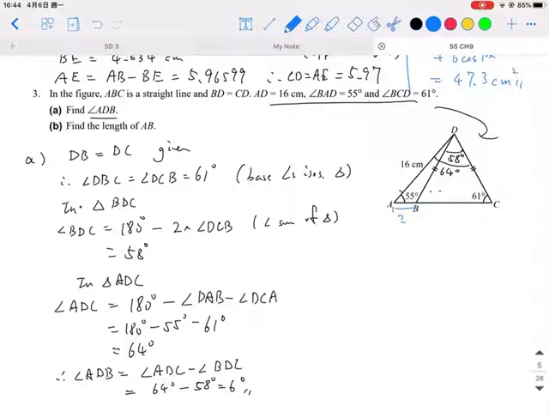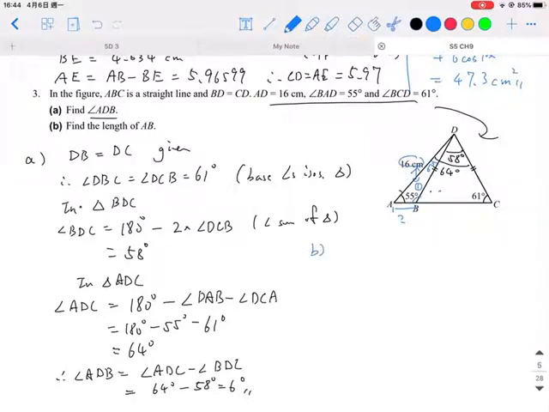We need to find a pair of angle and straight line. This one is 6 degrees, and therefore the first step is to find the angle DBA. Then we will get a pair of angle and line, so it's easy to find AB.